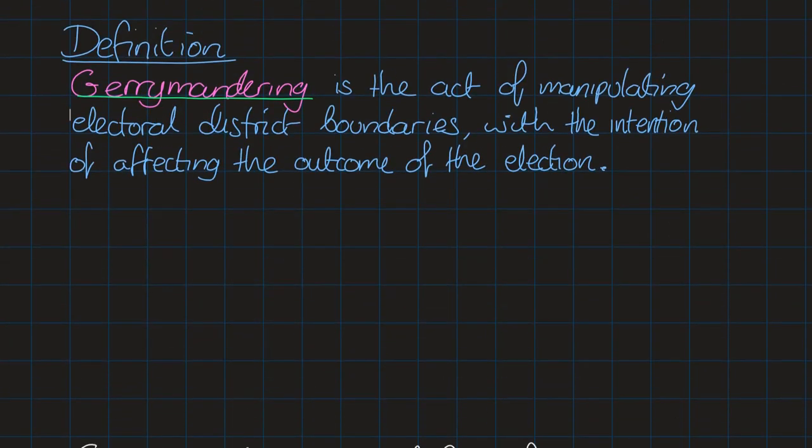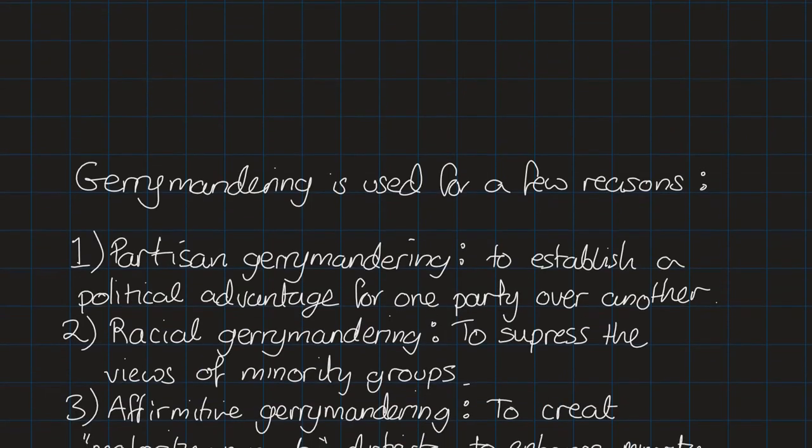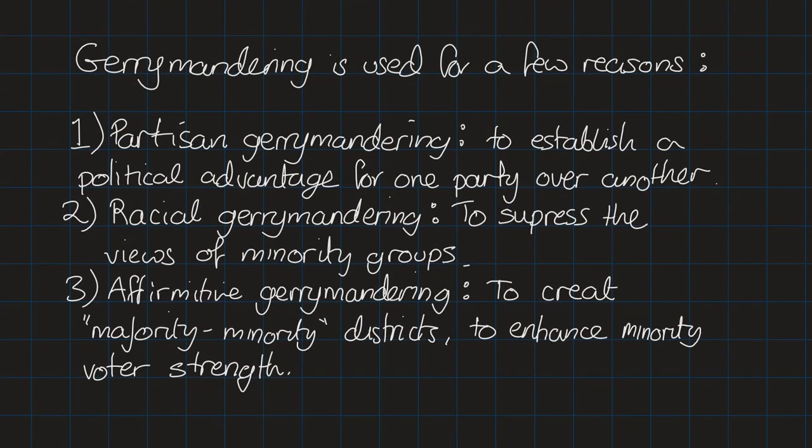Okay? So why is this a thing? Why would people do this? Well, there's a few reasons why people would gerrymander. Okay? The first reason, perhaps the most common reason, is partisan gerrymandering. And this is just, you gerrymander to establish an advantage for one party over another.